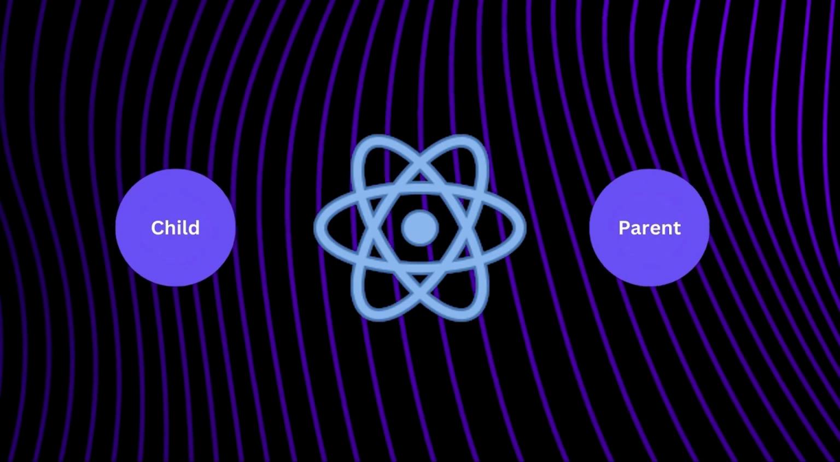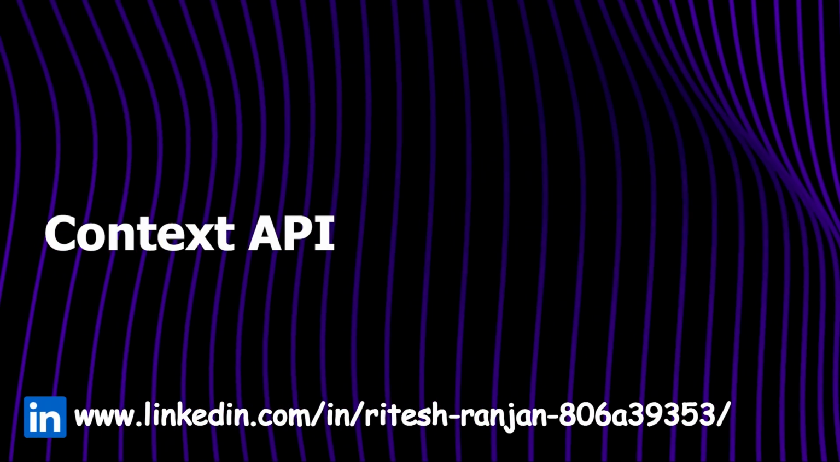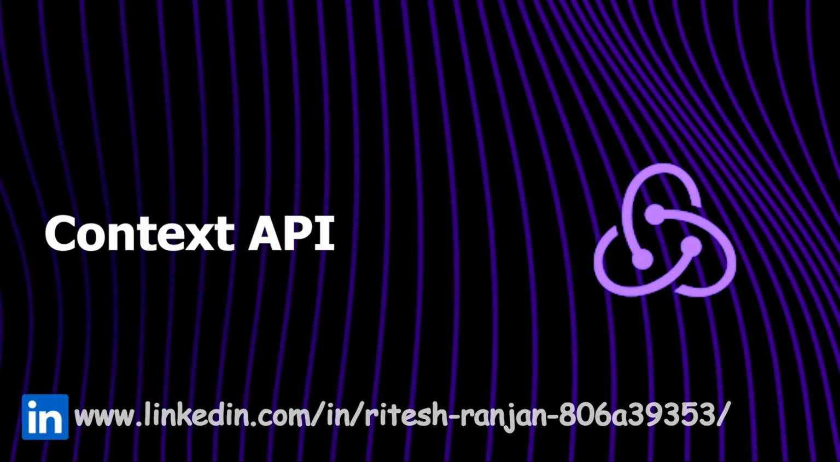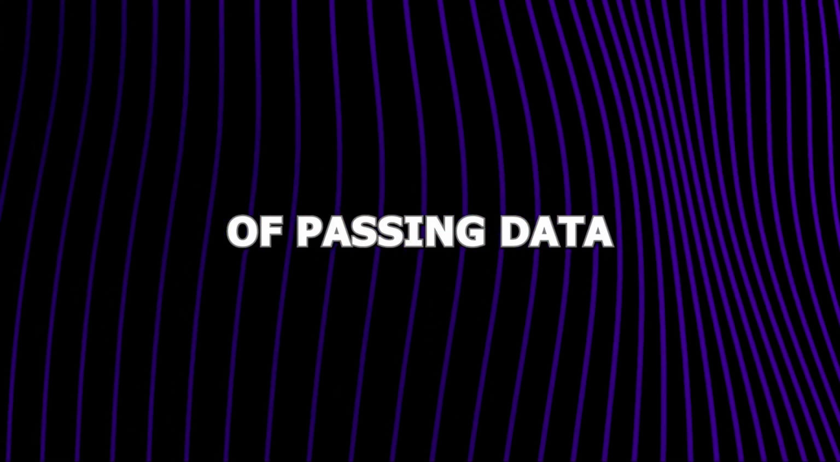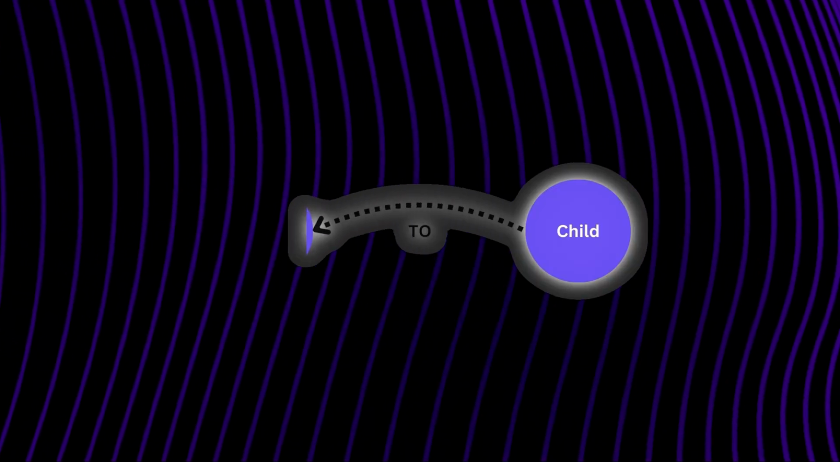Many of you might be thinking of using Context API or React Redux, but we all know setting them up is an elaborate and long task. So we will need a shorter solution to pass props from child to parent. Well, today we are going to see the process of passing data from child component to the parent component.